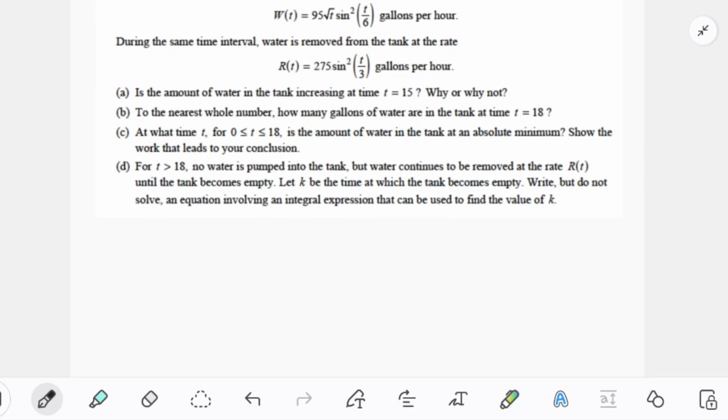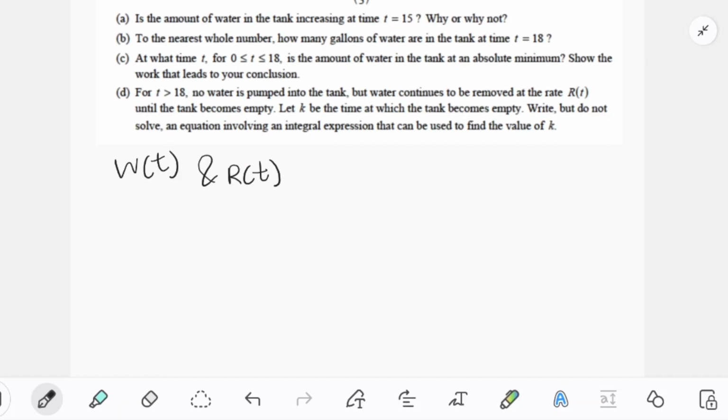We are given the rate at which water enters and leaves the tank as separate functions, W of t and R of t. We will have to combine these two to find the function for the net rate of change.